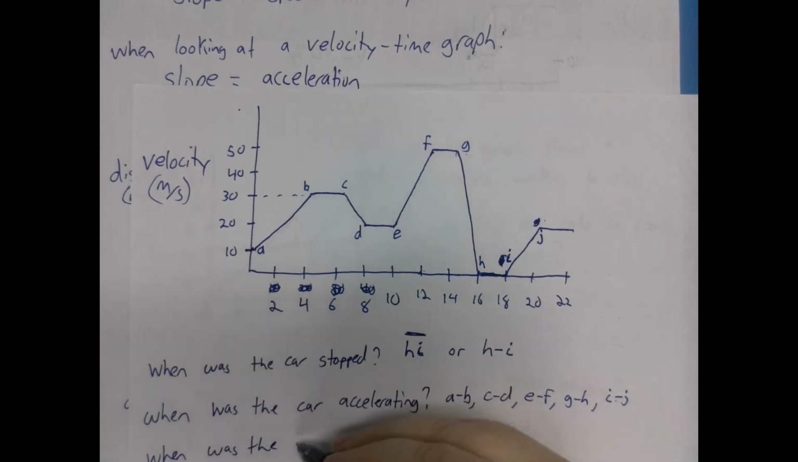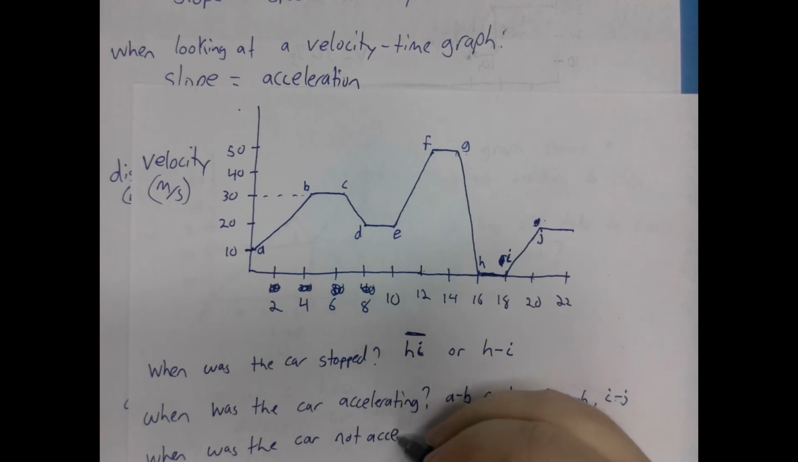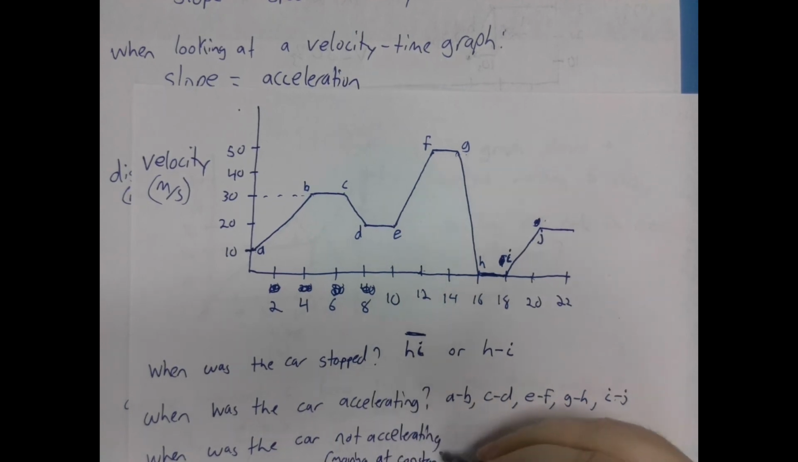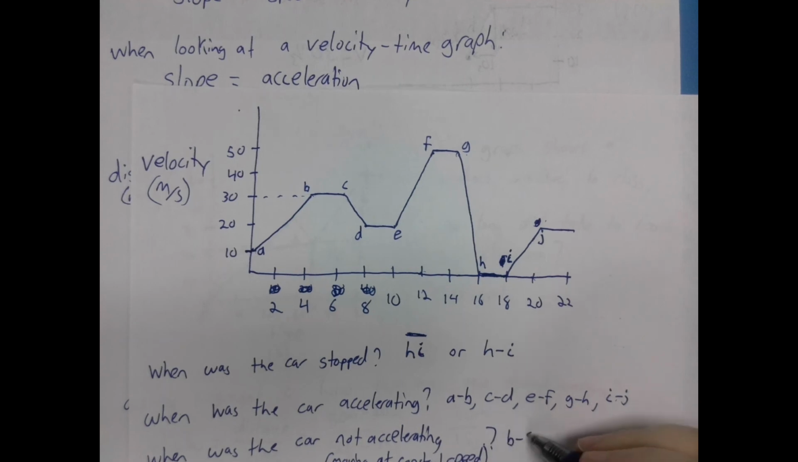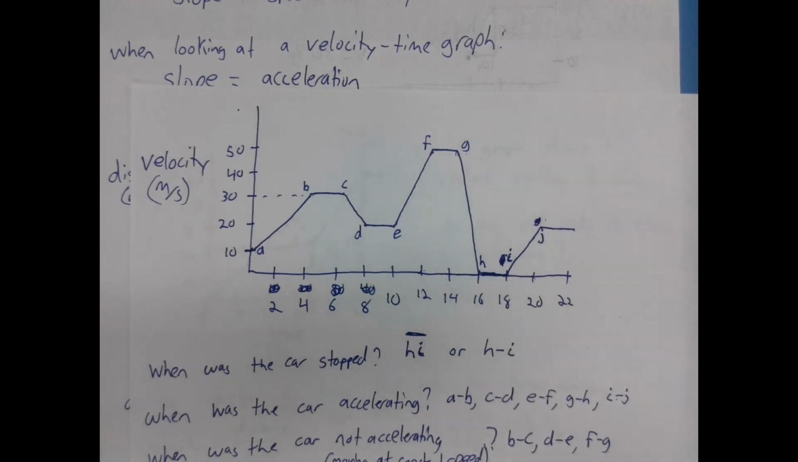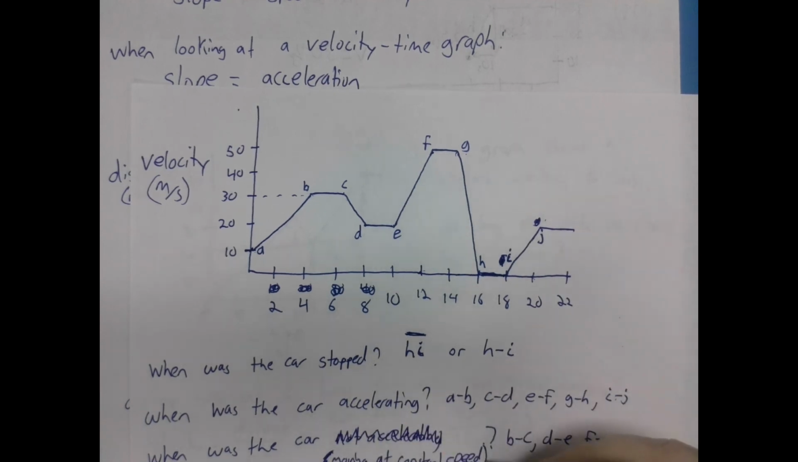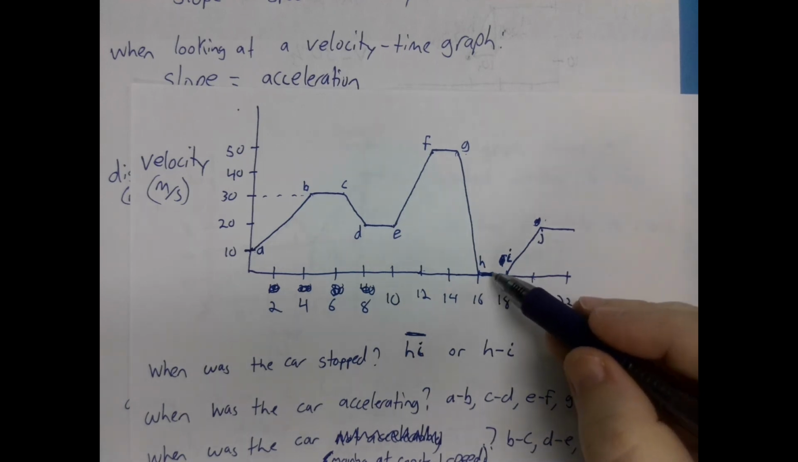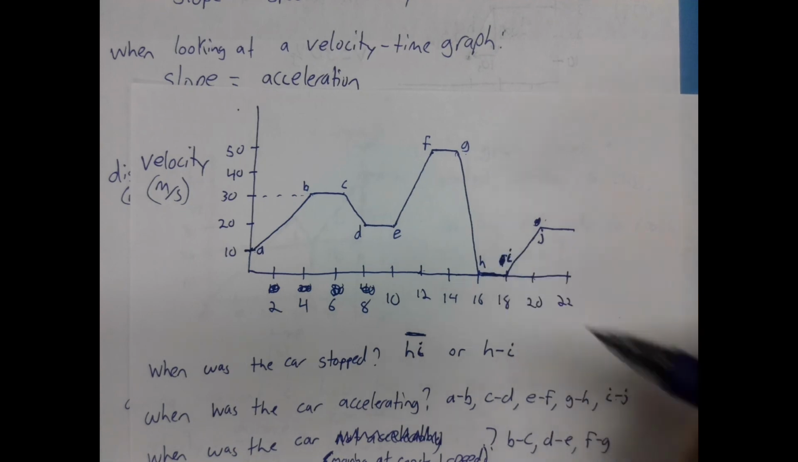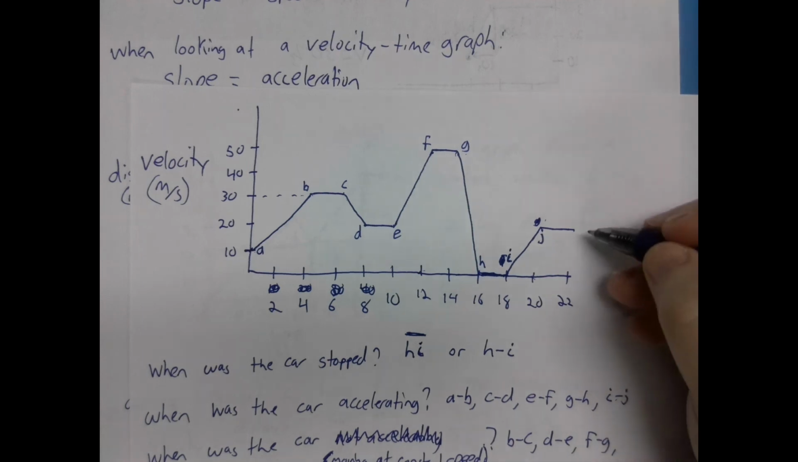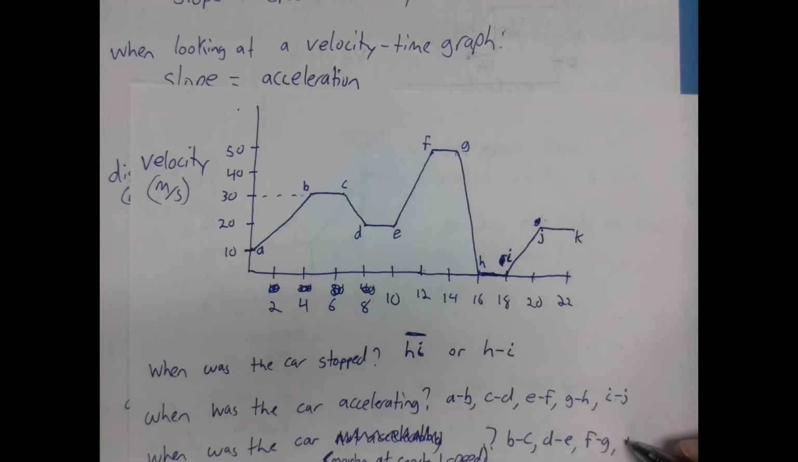When was the car not accelerating? Or I should say, moving at constant speed. So that'd be B to C, D to E, F to G. Let me cancel this out. So when was the car moving at constant speed? So H to I, is he moving? No, so he's not moving. And so J to K.